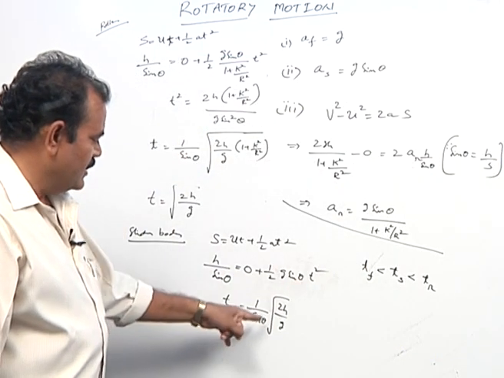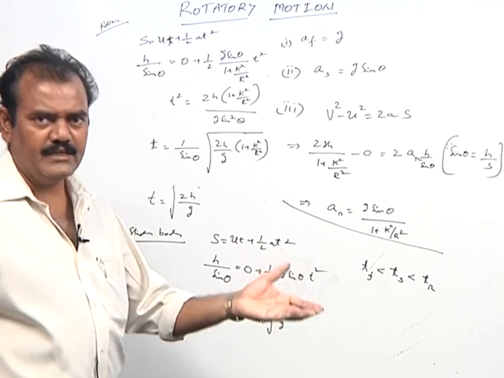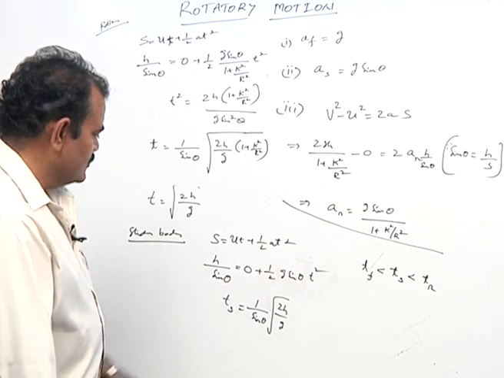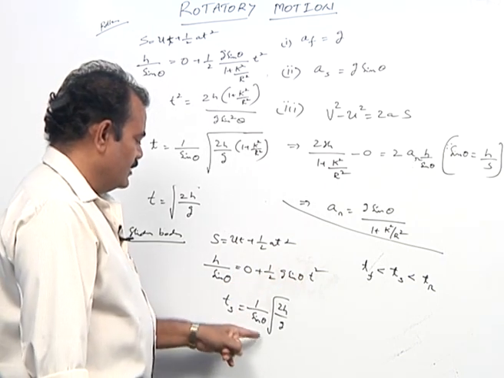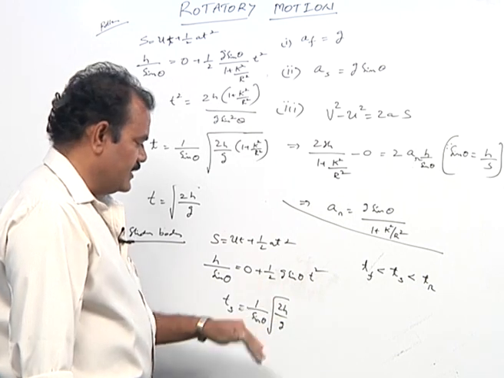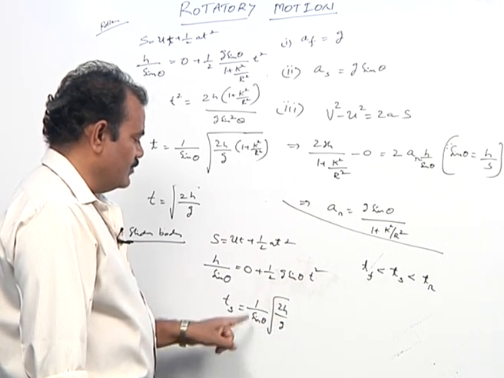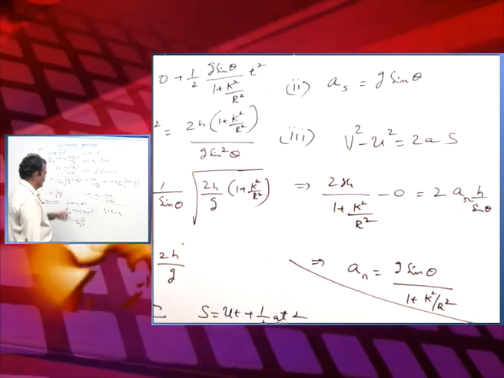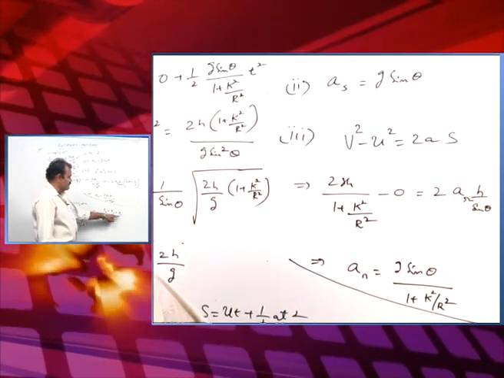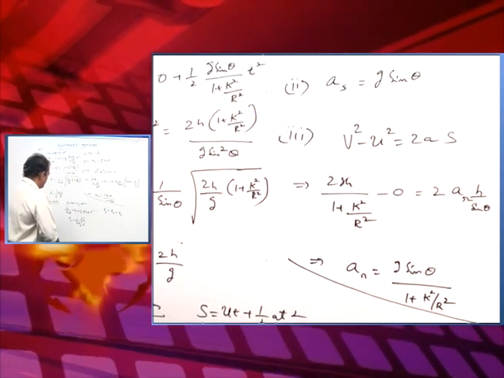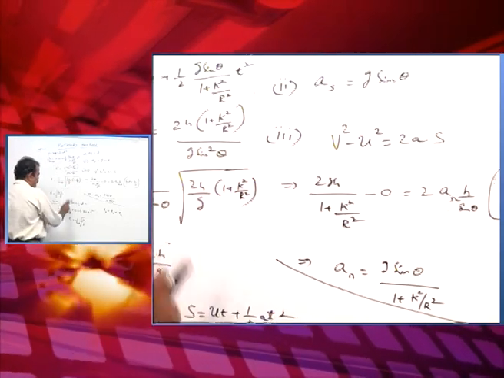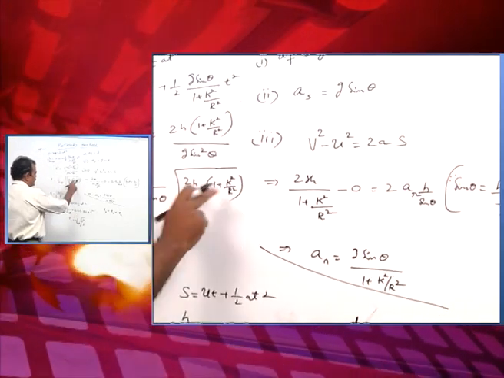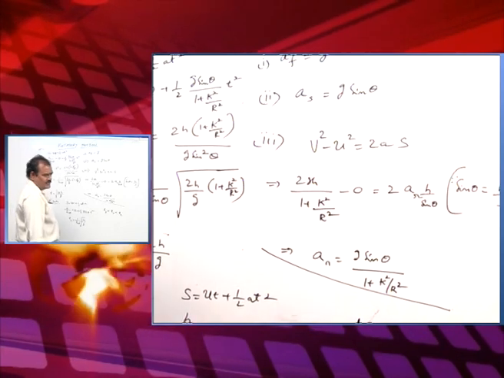Why? Because here theta cannot be 90 degrees, it will be less than 90 degrees. So if sin theta is taken for less than 90 degrees, the time taken for the sliding body will be more than that of the freely falling body. Next is the rolling body, which takes more than the sliding body: 1 by sin theta square root of 2h by g of 1 plus k square by r square.